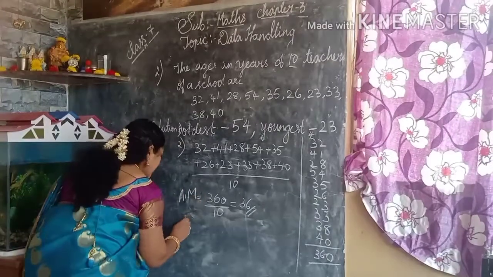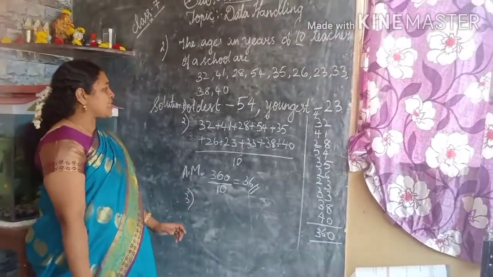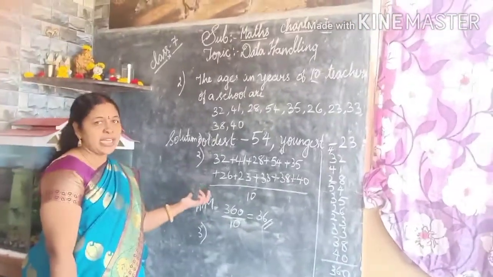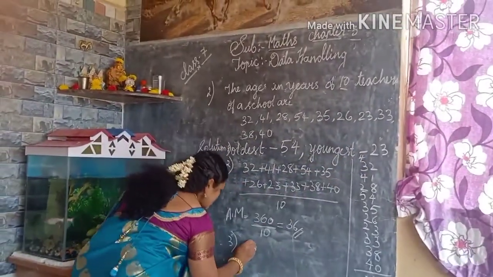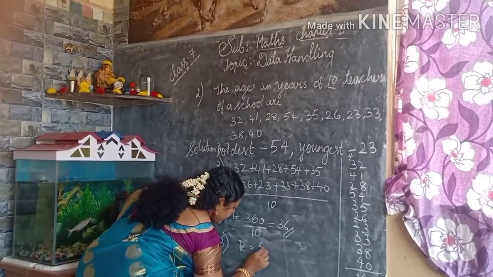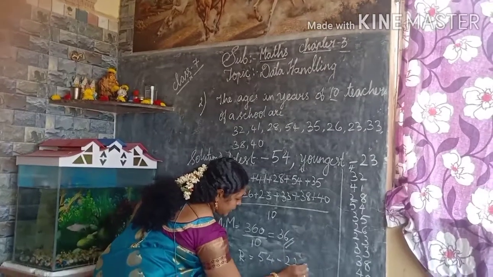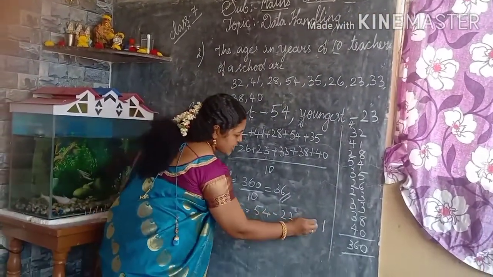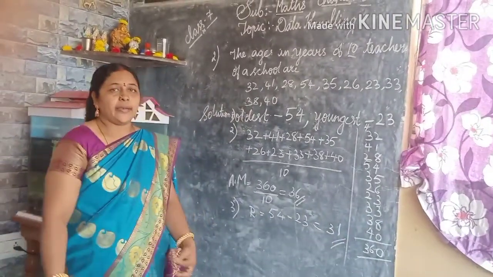So the third one is, what is the range? If you ask what the range is, we know the formula of range: the highest minus the lowest. Here the highest and lowest were already distinguished in the beginning itself. So we will write R is equal to 54 minus 23. 4 minus 3 is 1. 5 minus 2 is 3. So our range is 31.